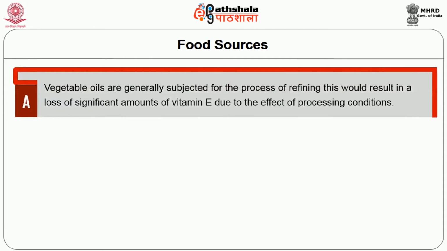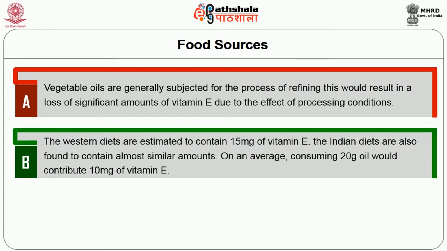Vegetable oils are generally subjected to the process of refining. This would result in a loss of significant amounts of vitamin E due to the effect of processing conditions. The Western diets are estimated to contain 15 milligram of vitamin E. The Indian diets are also found to contain almost similar amounts.